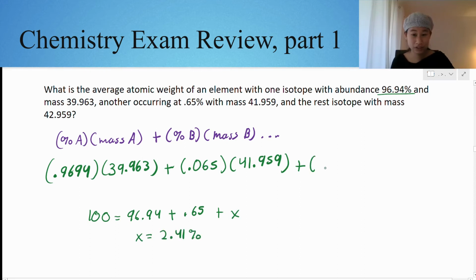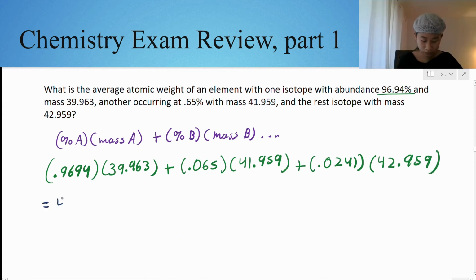2.41%. Converted to decimal form, we have that this percent is equal to 0.0241. Okay, and that will be times the mass of that isotope, so 42.959. Okay, and the answer is 42.50 rounded to the nearest hundredth. And this is going to be the average atomic weight of this element.